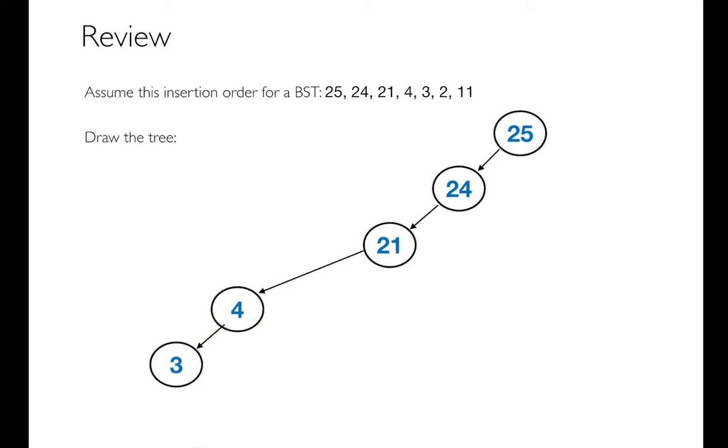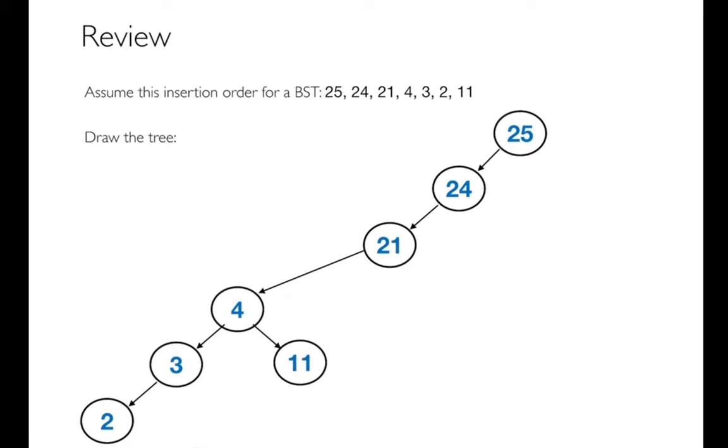And so you can see I'm getting this long string of nodes. Two, same deal. Two is going to go all the way down and end up here. And then at the very end, we actually have an interesting case, which is where does 11 go in this tree? So let me do this one a little more slowly. 11 is smaller than 25. 11 is smaller than 24. 11 is smaller than 21. And then down here, I have 11 is bigger than 4. So for the first time, I'm actually going to go right, and I'm going to end up right here. Just like that.